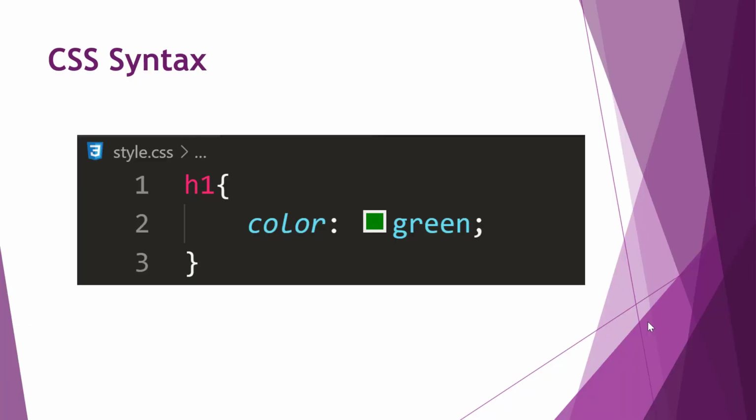A CSS rule set consists of a selector and a declaration block. The selector points to the HTML element you want to style. More on it in a little while. The declaration block contains one or more declarations separated by a semicolon. Each declaration includes a CSS property name and a value separated by a colon. A CSS declaration always ends with a semicolon, and the declaration blocks are surrounded by curly braces.